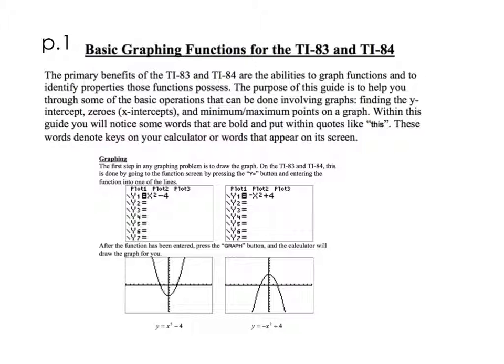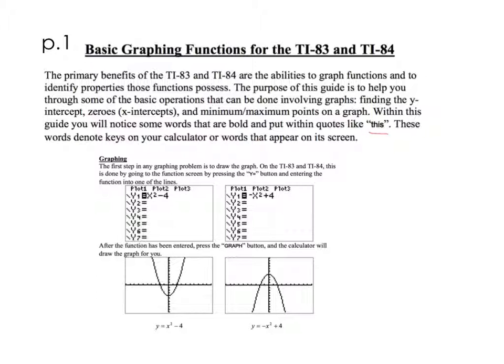So basic graphing functions for the TI-83 and TI-84, which are the calculators that we will be using: this has a lot of benefits to the abilities to graph functions and to identify properties those functions possess. The purpose of this guide is to help you through some of the basic operations that can be done involving graphs: finding the y-intercept, zeros or x-intercepts, and minimum and maximum points on a graph. Within this guide, you will notice some words that are bold and put within quotes. These words denote keys on your calculator or words that appear on its screen.